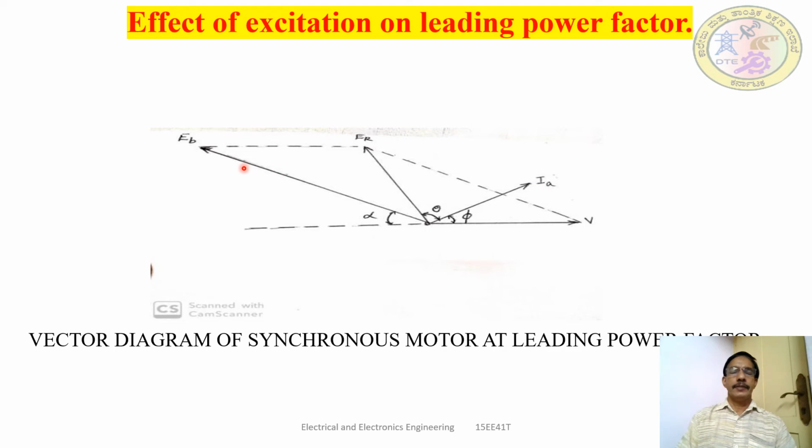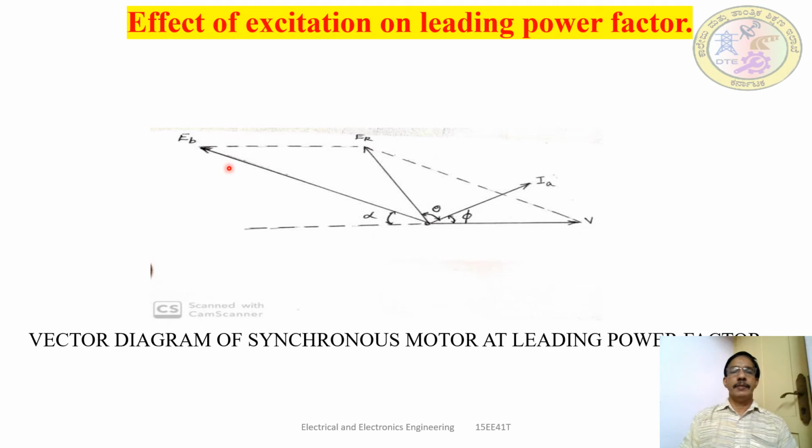So if you increase the excitation, that means DC supply connected to the rotor winding of the synchronous motor, back EMF increases, so this length is more than V. So ER is the vector sum of EB and V, and nearly 90 degrees to ER is IA, the armature current. So here armature current is leading with reference to V. So here power factor is leading.